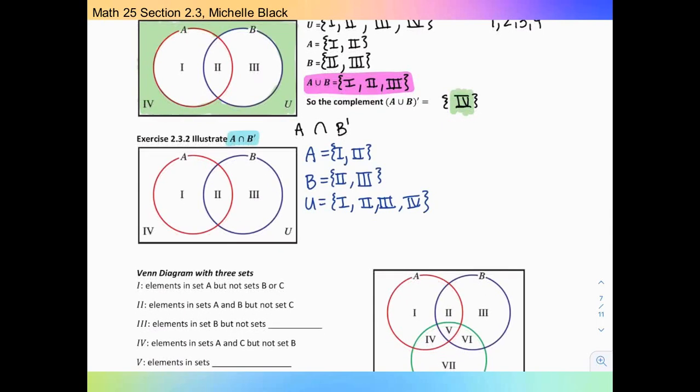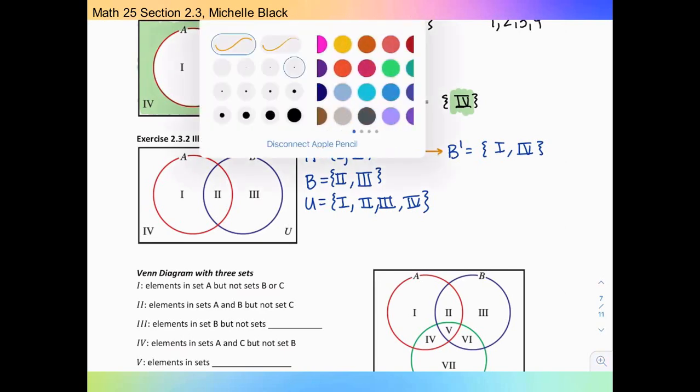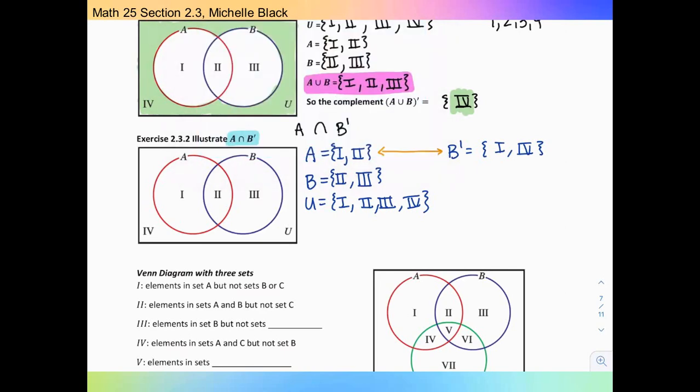So far, I just wrote down the sets A, B, and the universal set. Let's check if you got B complement correct. So remember, you need to compare set B to the universal set, and you want to take everything in the universal set that's not in set B. So for us, that would be regions 1 and 4. And now we have the sets we need, A as well as B complement, to figure out what their intersection is.